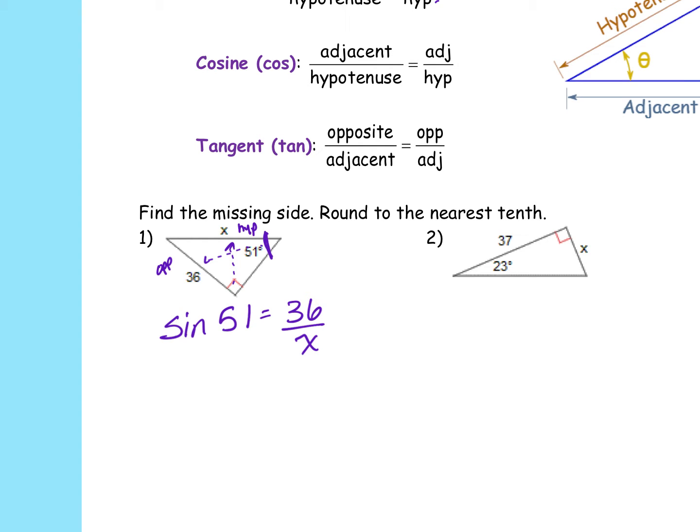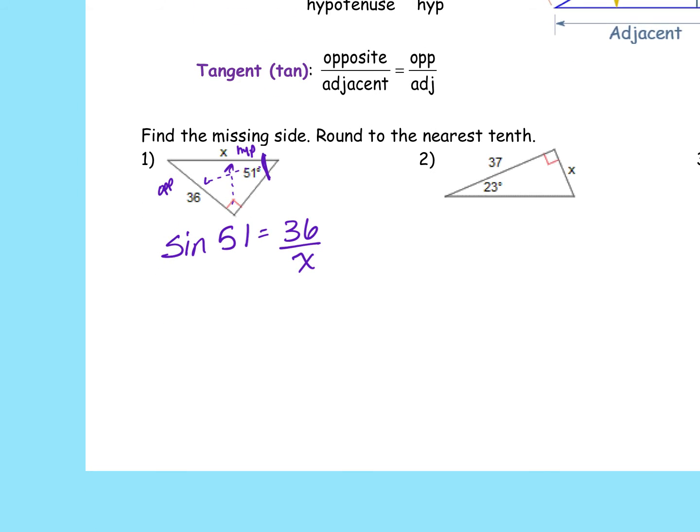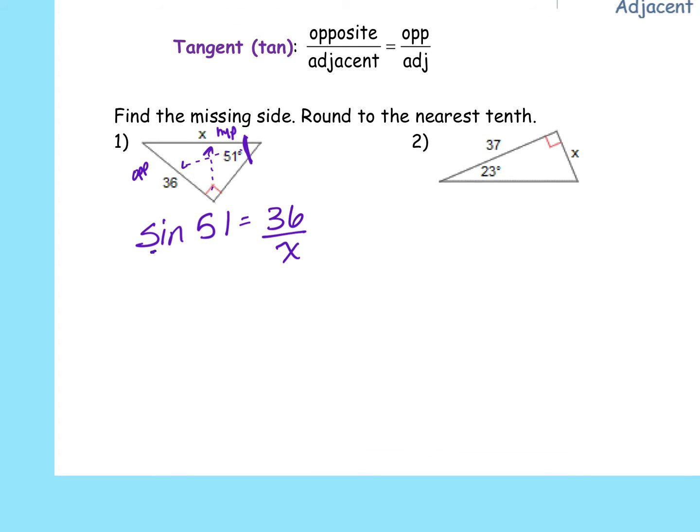Okay, right? I just set up the equation. And then I'm going to turn this one into a fraction, because when I have two fractions equaling each other, what do I do to solve? Who remembers? Cross multiply. Okay, so I'm going to multiply this times this and this times that. And I get x sine of 51 equals 36.